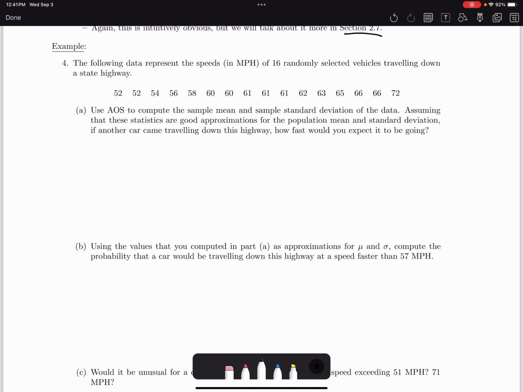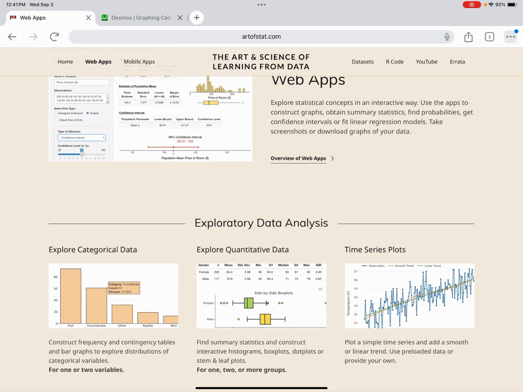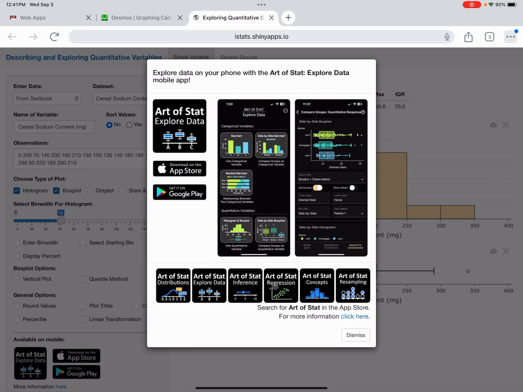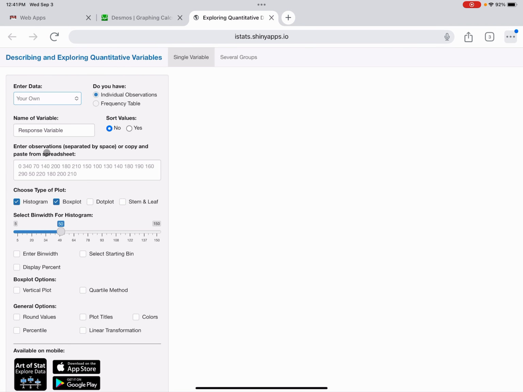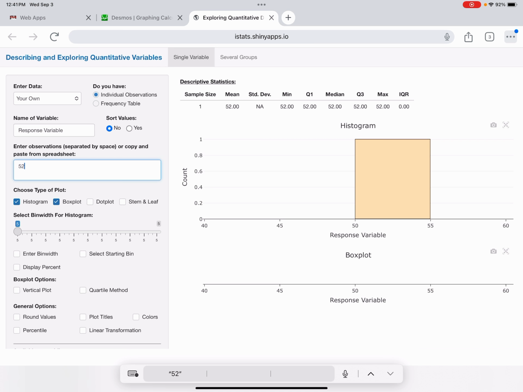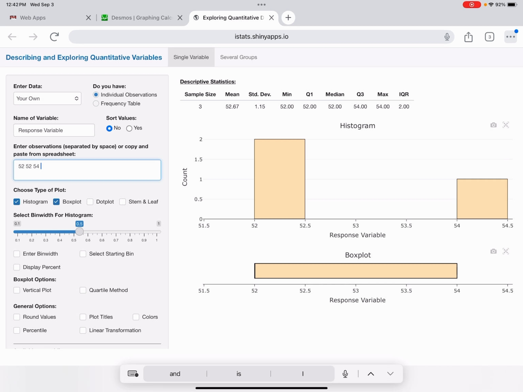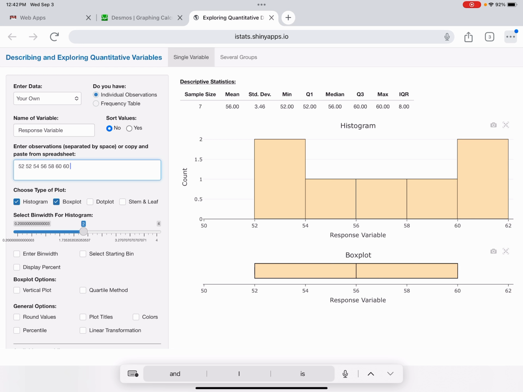So let's go ahead and try to get the sample mean. I'm going to go over to Art of Stat. I'm going to open up the Explore Quantitative Data app. And let's do our own. It's been a minute since we've used Art of Stat. I'm going to go ahead and enter my own data, and I'm just going to do this by brute force. There might be an Excel spreadsheet that has the data in it in the lecture description already. So if so, feel free to just copy and paste from there. But I'm just going to do this the old-fashioned way for now.